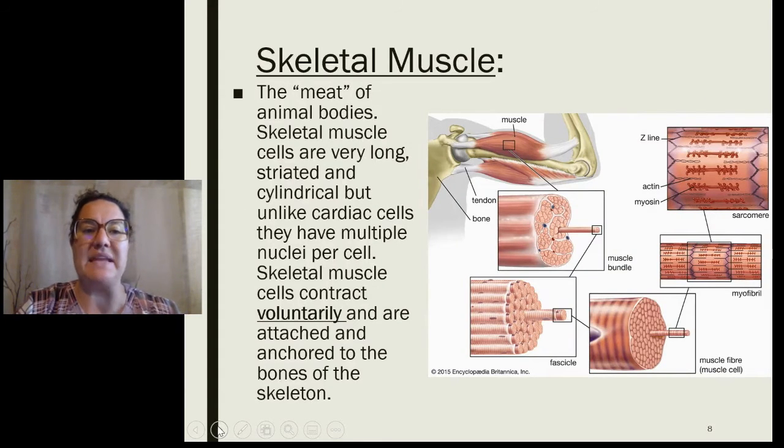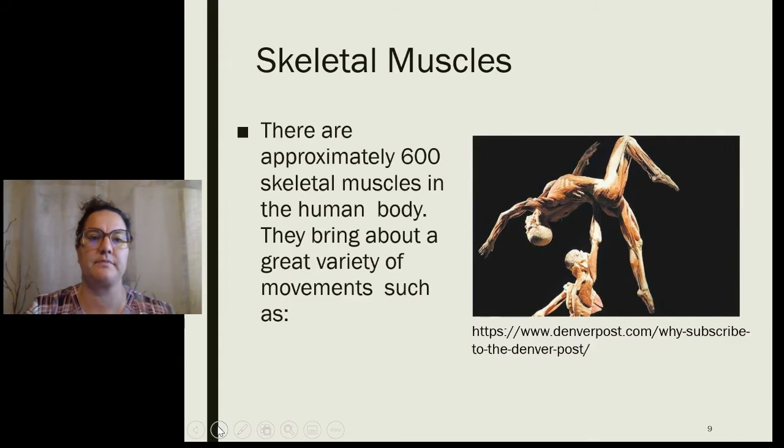Skeletal muscle forms the meat of animal bodies. The cells are very long and striated, which again means they have light and dark bands when viewed under a microscope after they've been stained, and they're cylindrical. But unlike cardiac cells, they have multiple nuclei per cell, and these contract voluntarily. They're also anchored and attached to the bones of the skeleton, which is why they're known as skeletal muscles.